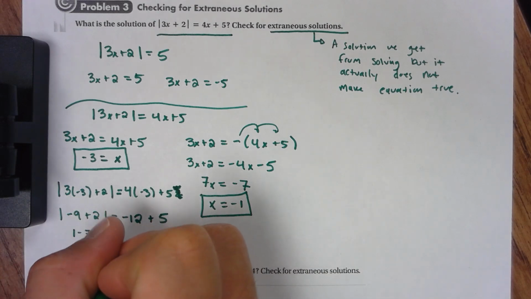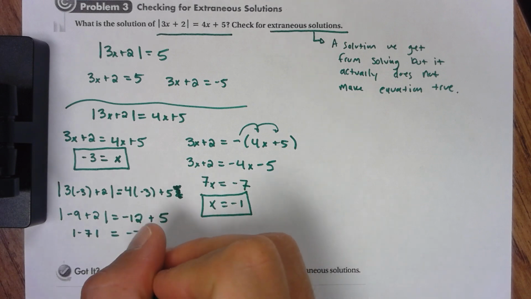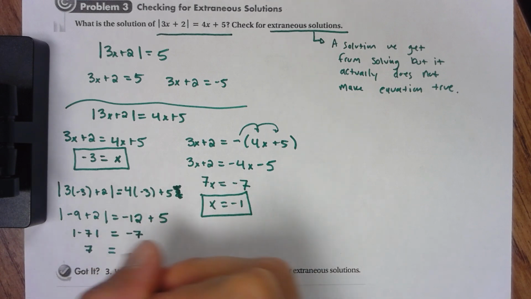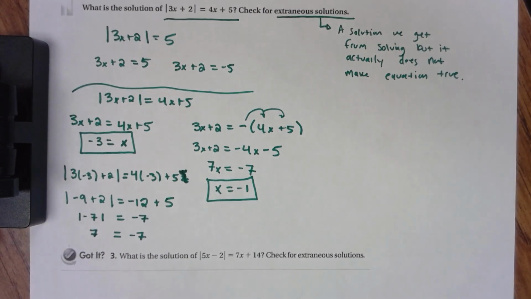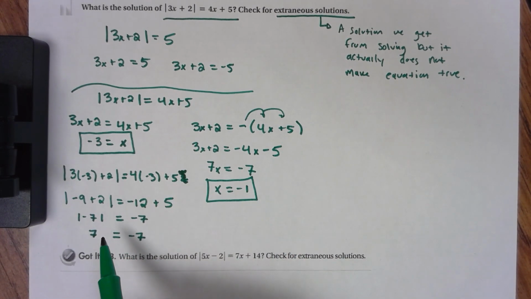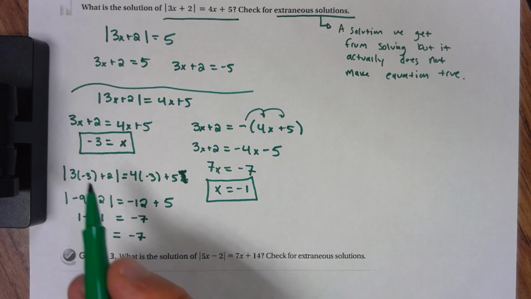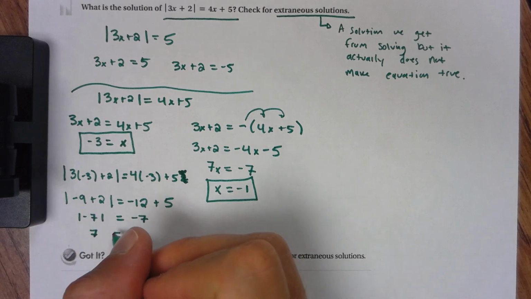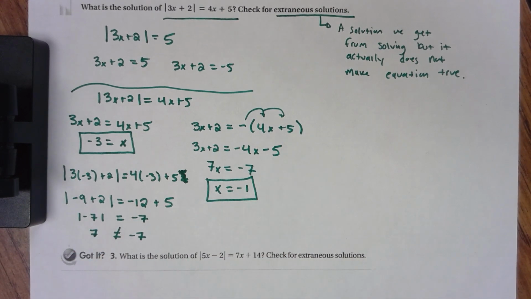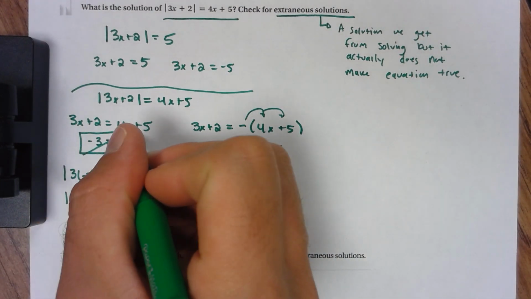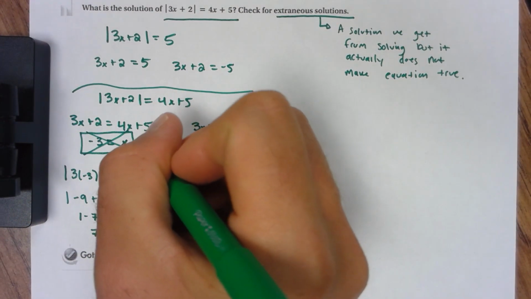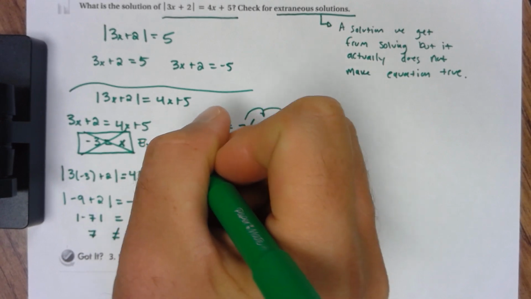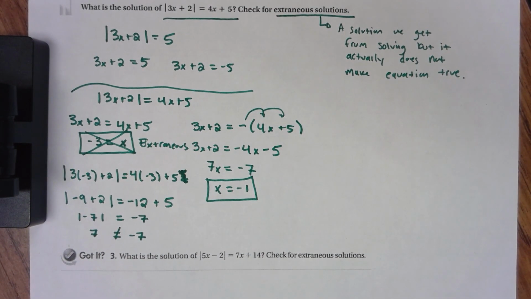So this is the absolute value of negative 7 equals negative 7, but the absolute value of negative 7 is positive 7. So in our checking, I'm finding that this is not a true statement. When I plug in negative 3, it's almost true, but I'm ending with 7 equaling negative 7, which is a false statement. So what that tells us is this particular solution of negative 3 is extraneous. Meaning all of our work led us to find that answer, but it does not actually make the equation true when we plug it back in and check it.